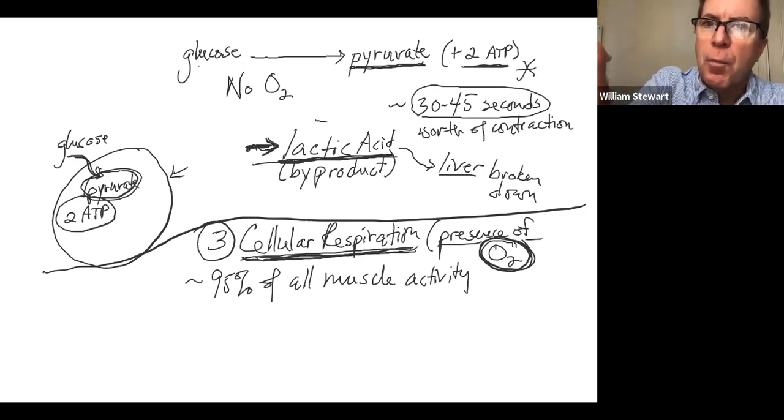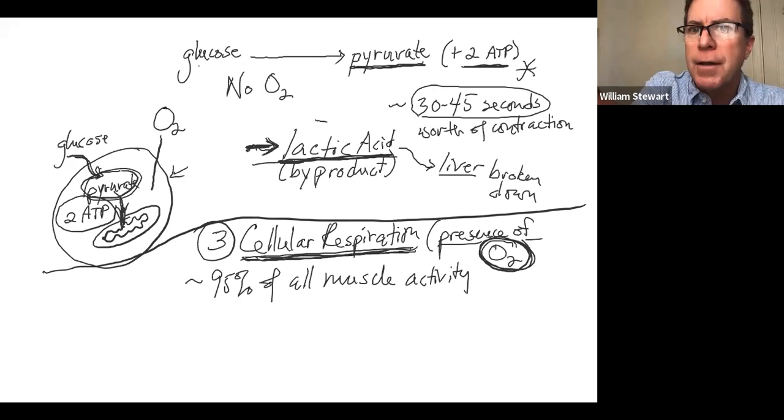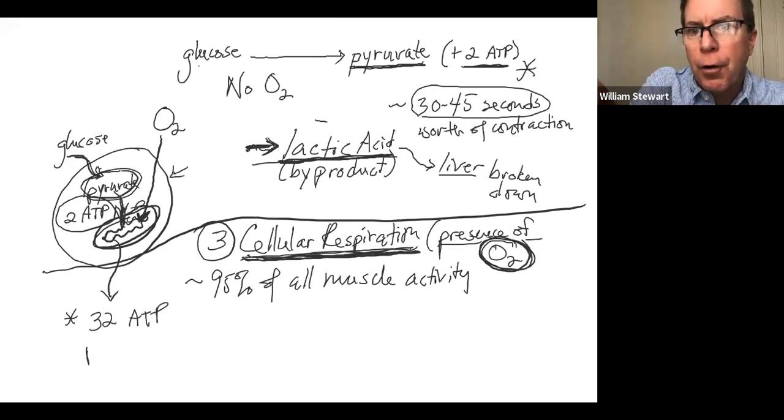If then we start breathing oxygen, this pyruvate will go to the mitochondria in the cell, and we have lots of mitochondria in our muscle cells. So there's a mitochondria. The pyruvate enters the mitochondria. The oxygen enters the mitochondria, and together those two things, it's called cellular respiration in the electron transport chain. Anyway, they produce up to 32 ATP per glucose molecule.